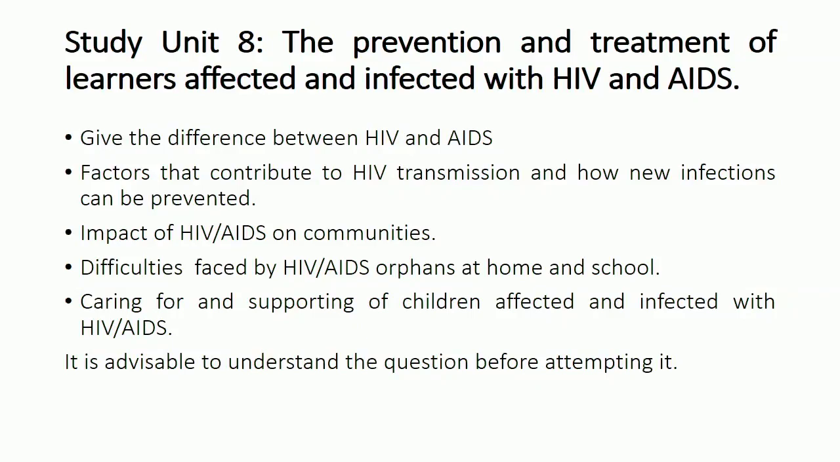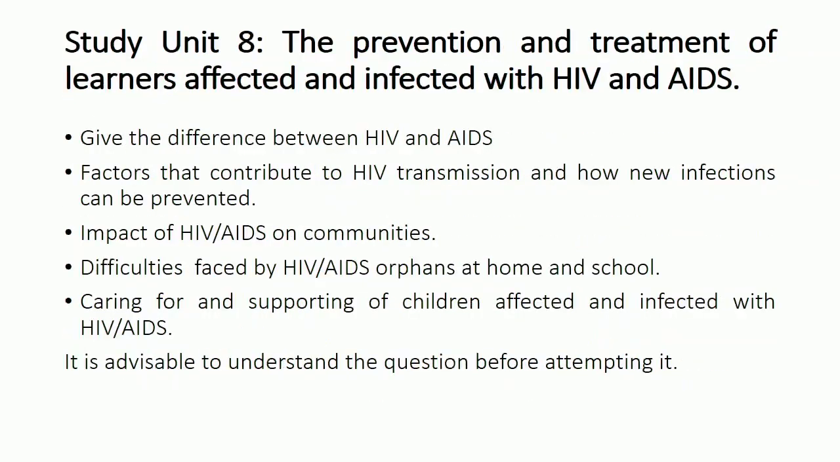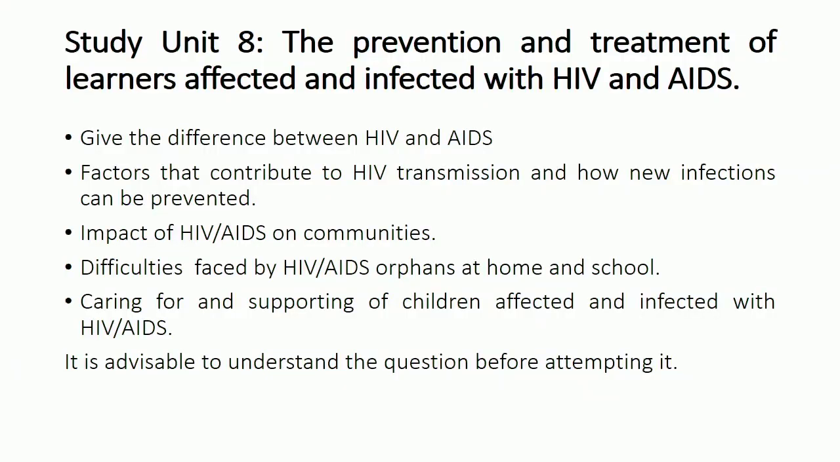And then the last unit is now on HIV, where we need to know the difference between HIV and AIDS and the factors contributing to that disease and the new infections and the impact on the community. If people in the community are sick, what will happen there? And the difficult phases faced by the orphans whose parents died because of HIV, and the caring and support of children affected. It is advisable to understand the questions before you attempt them.